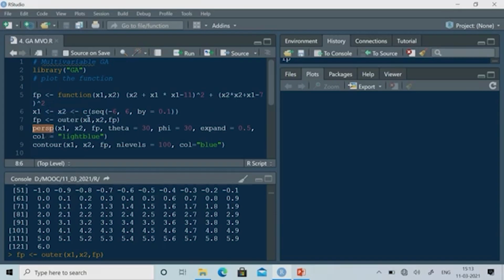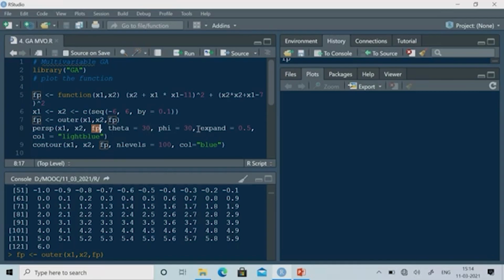So, this will give you a 3D plot of this particular function. So, it is x1 and x2 we have to define, we have to give. So, the x-axis is x1, then this is x2, and this is the f value of this particular function. And then this theta and phi will give you the horizontal angle and vertical angle. Suppose in this case I am putting 30 and 30.